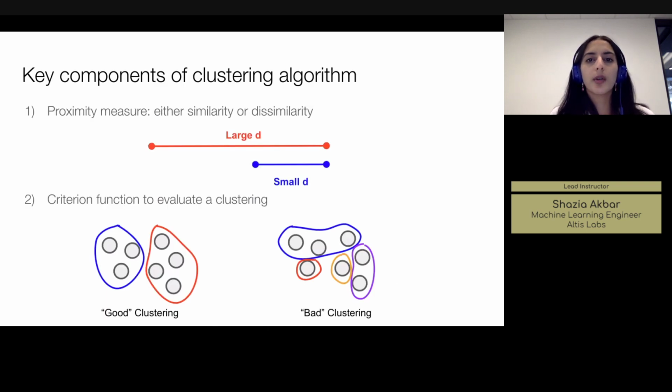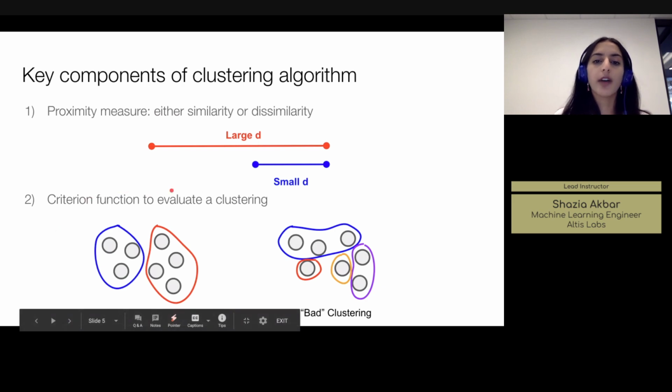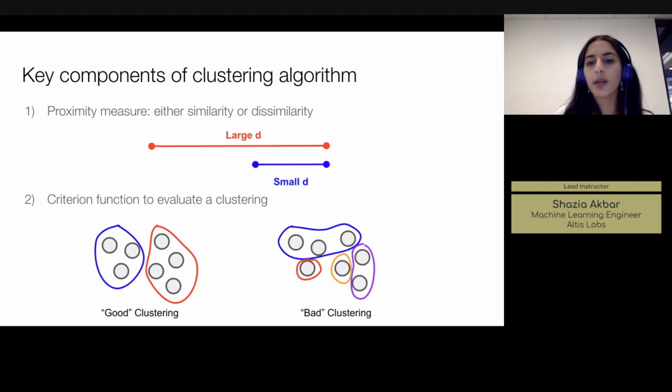When we're talking about clustering algorithms in general, we have two components which are key ingredients to creating the perfect clustering algorithm. One is a proximity measure. We need to know what we mean by very similar and not very similar, computing them and giving an actual value as to what we mean by similarity. And also, we need some sort of criterion function to evaluate a cluster. We need to know when we have a good cluster and when we have a very bad cluster.